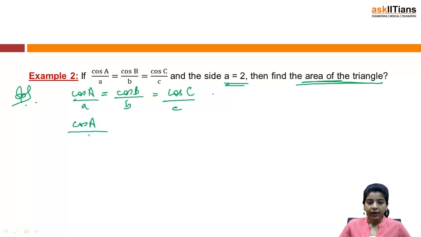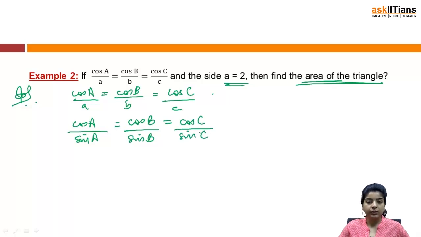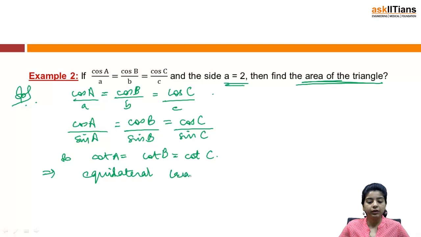So using again the sine rule, I can write cos A by sine A is cos B by sine B is cos C by sine C, right? So this basically means that cot A is cot B is cot C. So this implies that the triangle is equilateral, or it is basically an equilateral triangle.